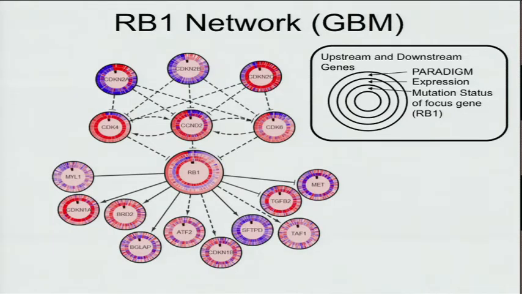Now if you want to go back to the original data, I'm showing the network used to infer this RB1 mutation. If you look upstream, RB1's activators, such as CDKN2A through C, are more active in the mutant case, and the inhibitors are less active. So you can see the more red tracking with CDKN2A with the black, and the opposite for, say, CCND2. And downstream, we're inferring a lower activity.